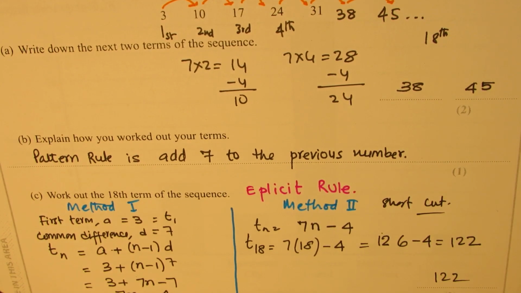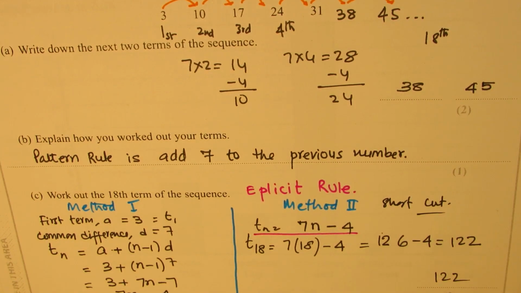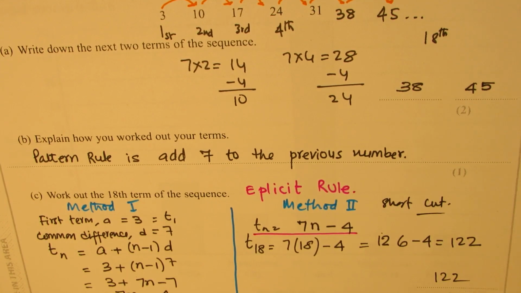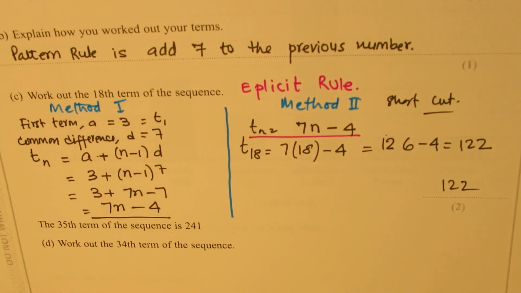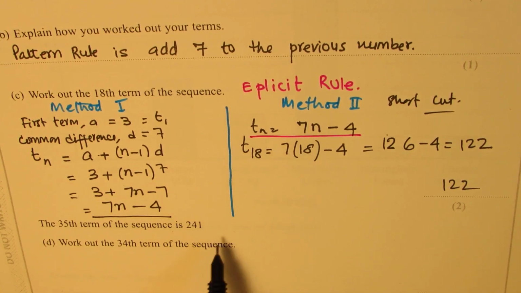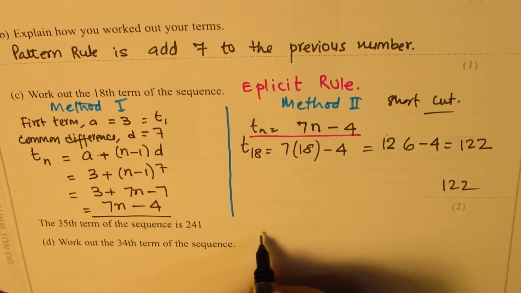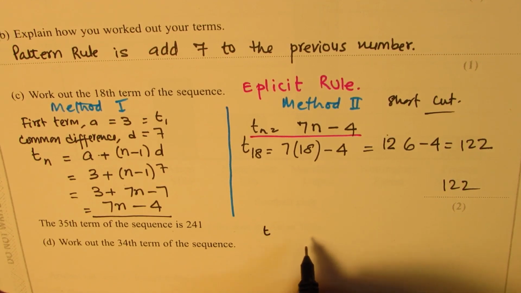But this method is very good and you can straight away find from the common difference. Is that clear to you, right? Okay. Now, part D is work out the 34th term of the sequence. So you can apply this formula and work it out. You can apply that formula also. Both are same, right? So we write the 34th term.